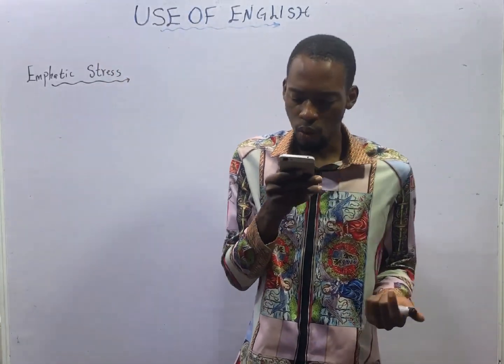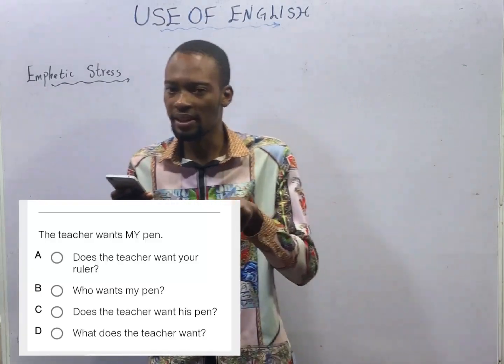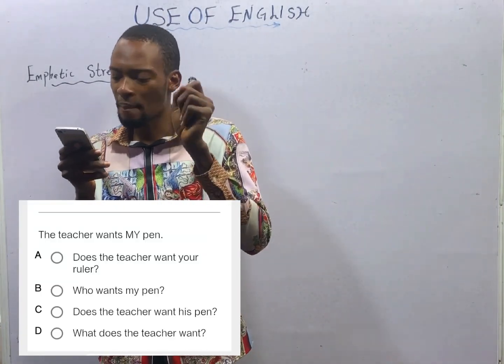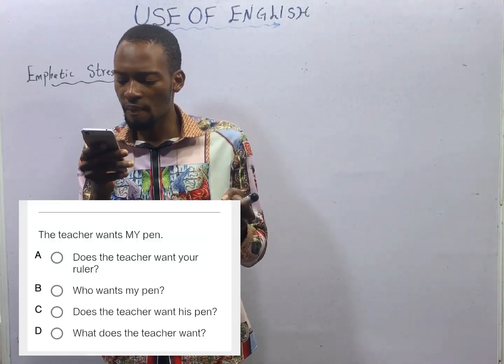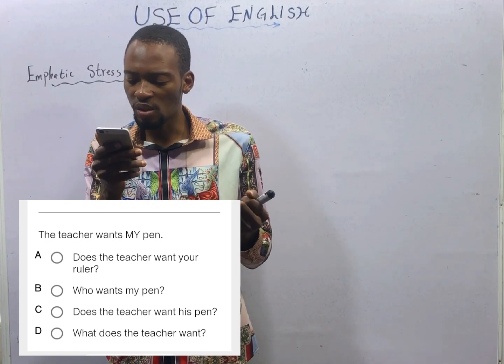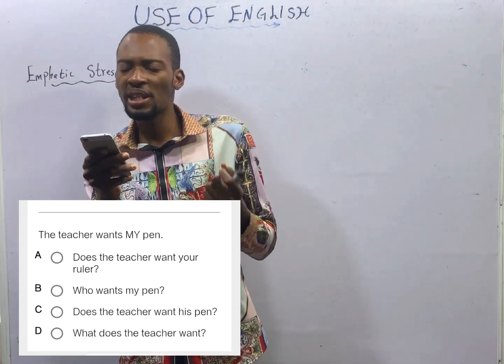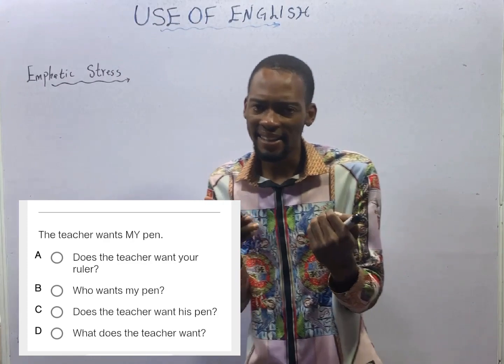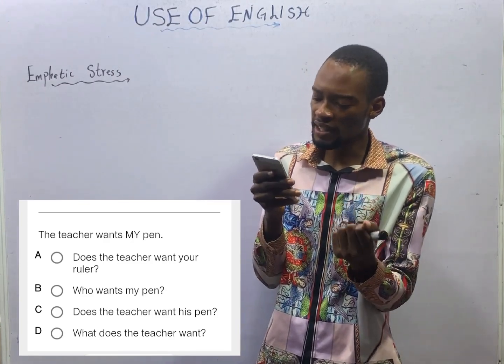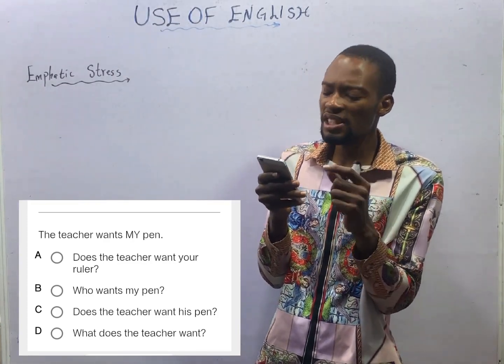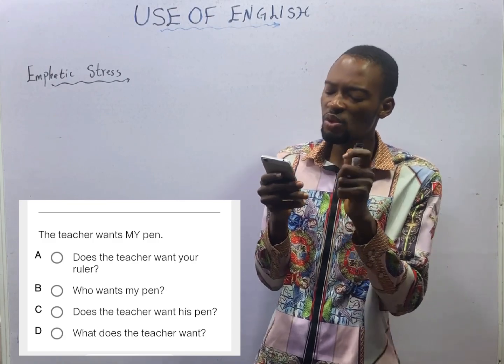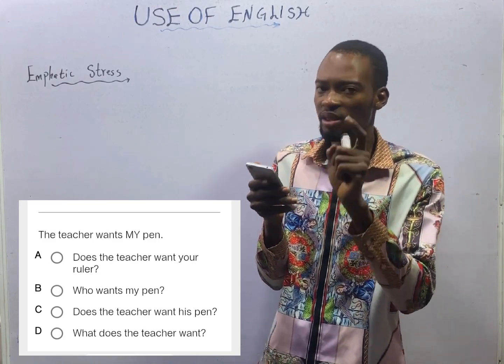The teacher wants my pen. My pen, not your pen. My pen. So, does the teacher want your ruler? The emphasized word is my. Ruler is not emphasized, so you therefore do not change. Pen was not emphasized. It is wrong for you to change pen to ruler.